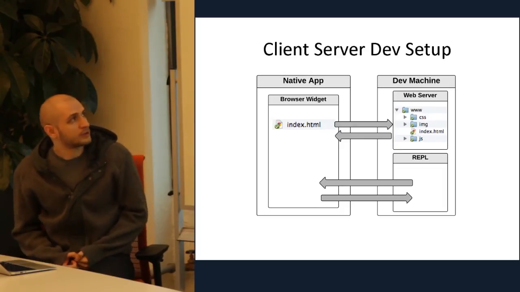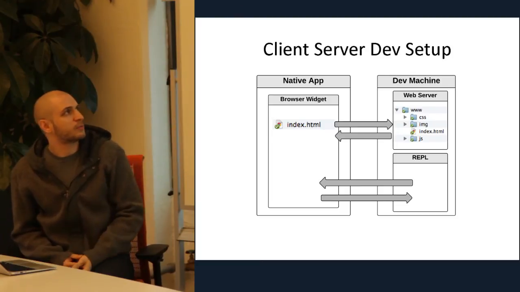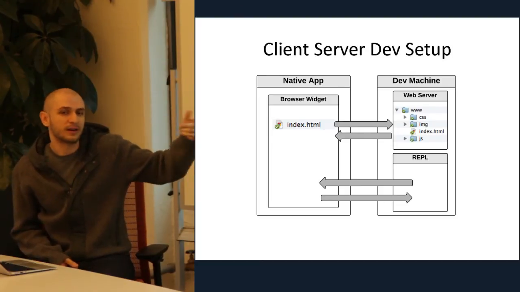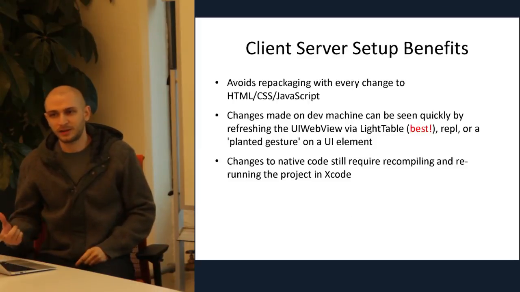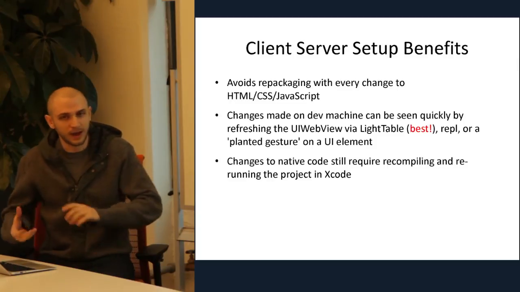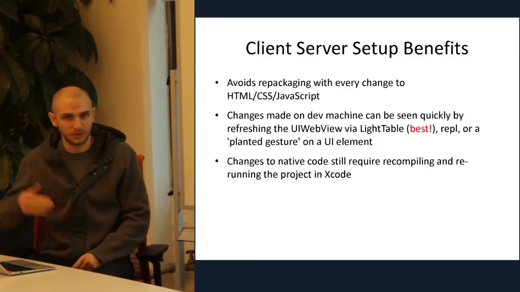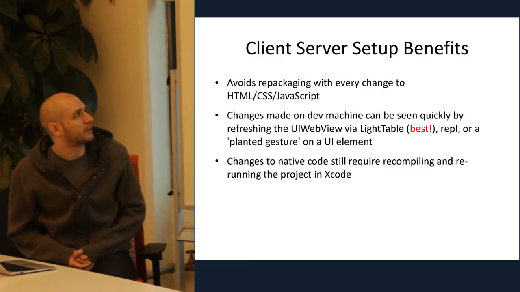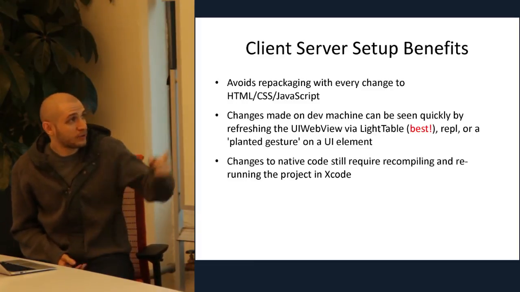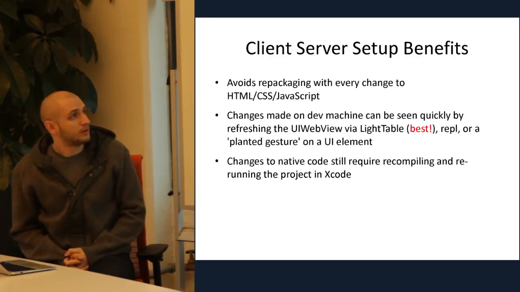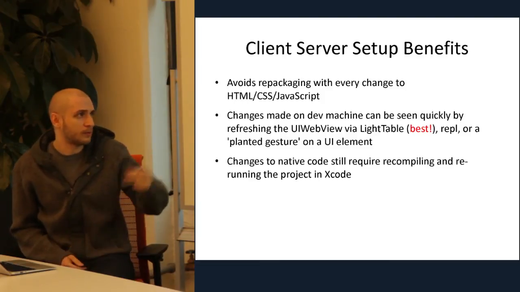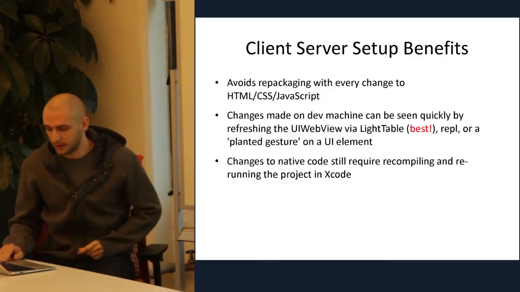Or another thing I do is I'll have a little refresh button somewhere in the browser widget that I can just press. If you didn't do that, every time you make a little change in your JavaScript or HTML, you'd have to recompile and repackage the app in Xcode, and it's a little bit annoying to have to do that all the time. I found that Light Table was the most stable in connecting to the browser window running on the phone. And if you have any changes to make to native code, obviously you still have to recompile and rerun.